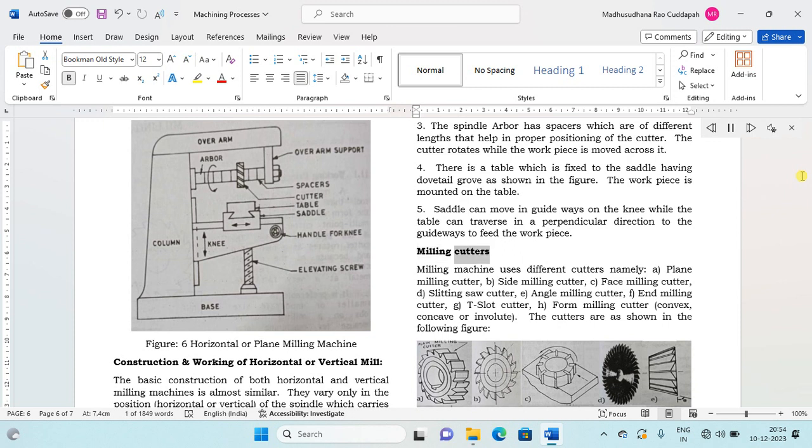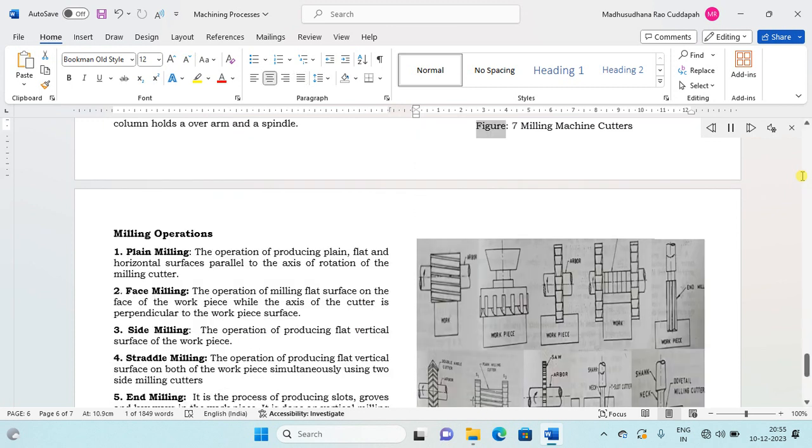Milling cutters. Milling machine uses different cutters, namely A. Plane milling cutter, B. Side milling cutter, C. Face milling cutter, D. Slitting saw cutter, E. Angle milling cutter, F. End milling cutter, G. T-slot cutter, H. Form milling cutter, convex, concave or involute. The cutters are as shown in the following figure. Figure 7. Milling machine cutters.